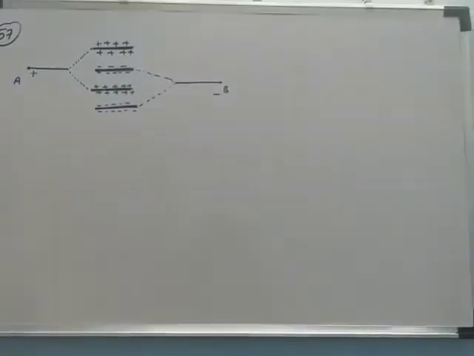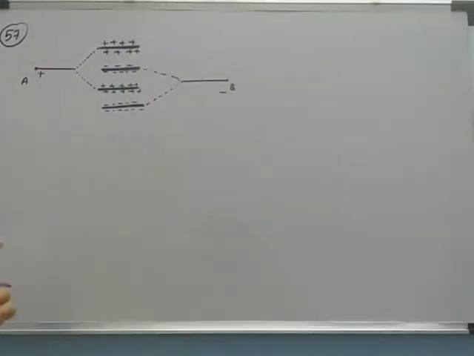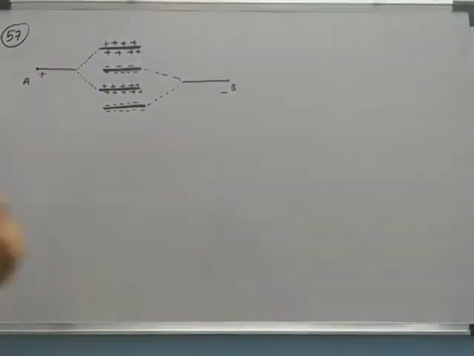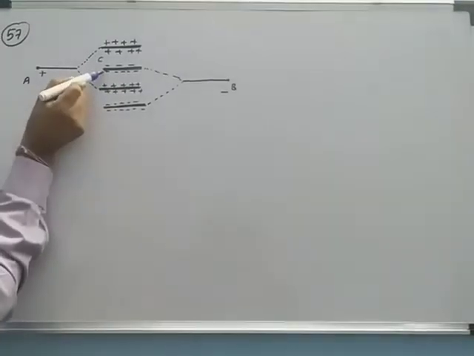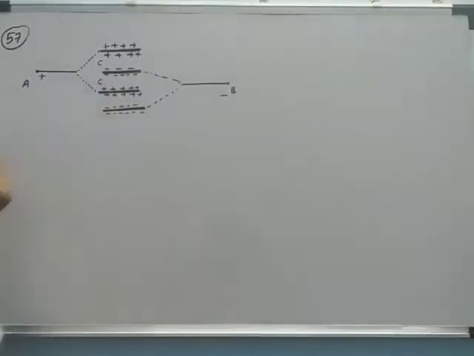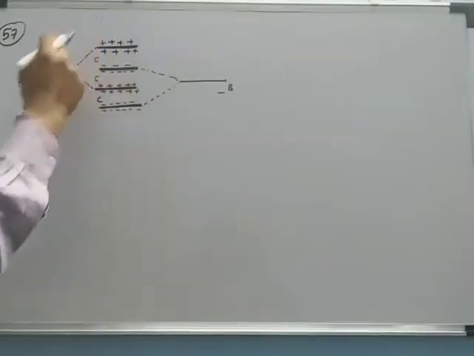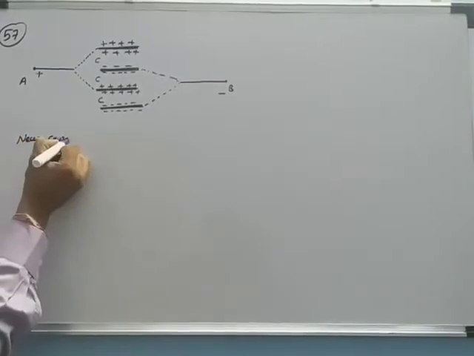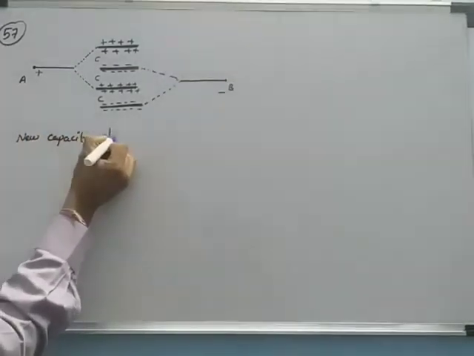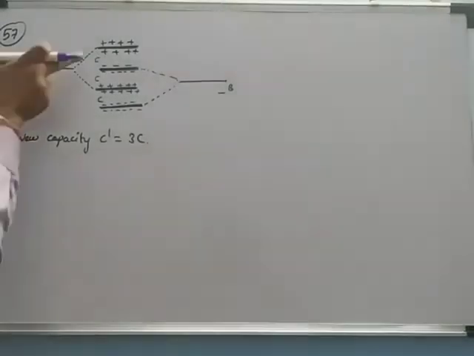Now we can find the capacitance. Here the parallel plates have 2 plates, one positive and one negative. See the positive and negative, here is one capacitor, and here the negative and positive is another parallel plate capacitor, and the positive and negative here is also a parallel plate. The total, how much is there? The new capacity C dash is equal to 3 into C.